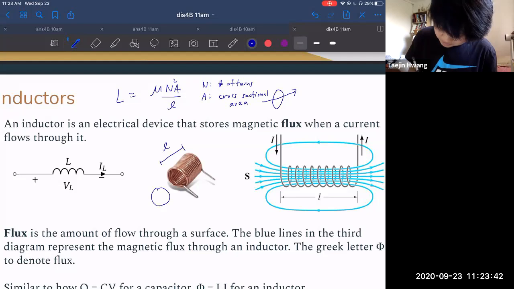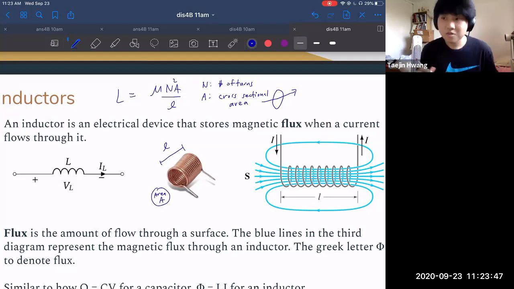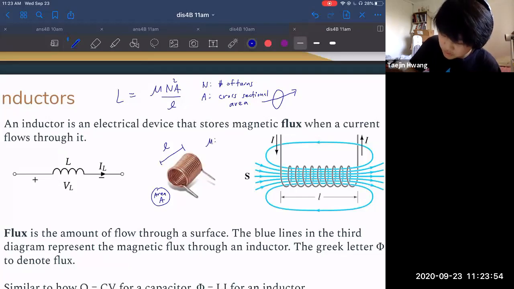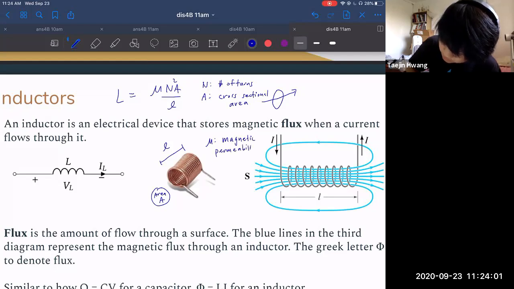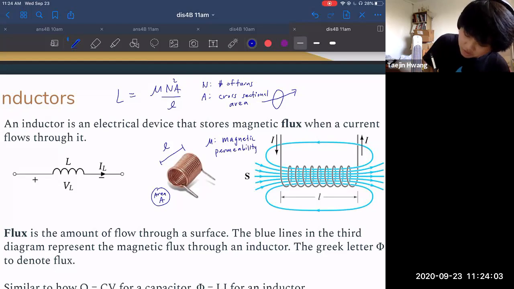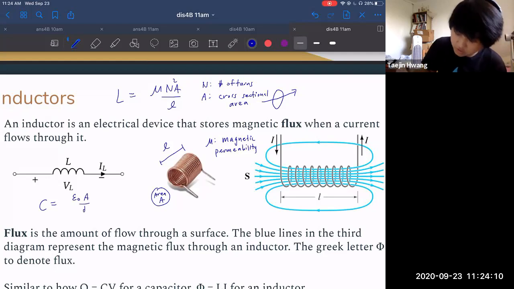Hopefully that helps answer the question. And mu is just another constant, which represents magnetic permeability. It's similar to a capacitor, where you might remember the capacitance is equal to epsilon naught A over d, something like that, where epsilon naught is again another permittivity constant.